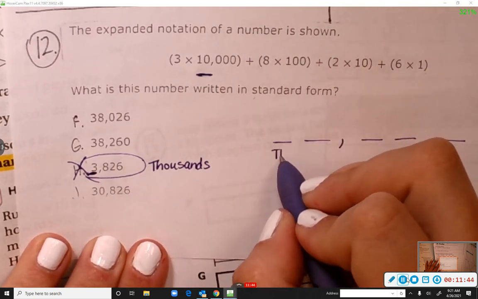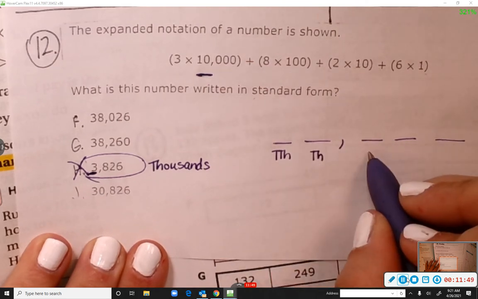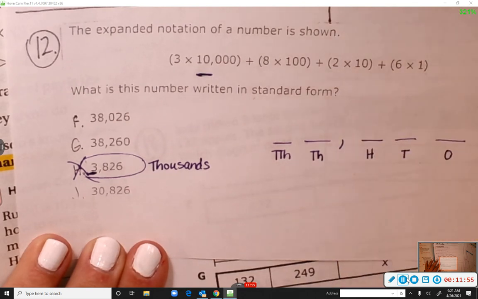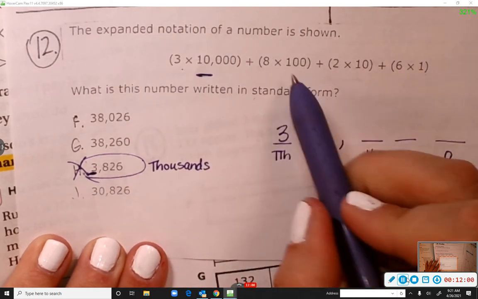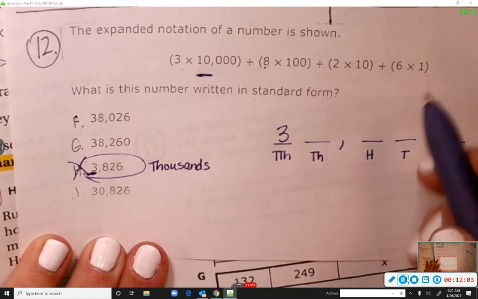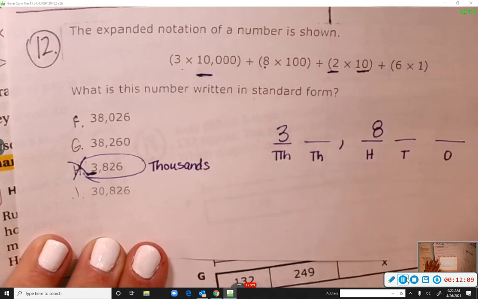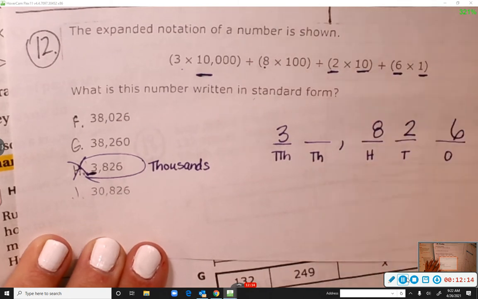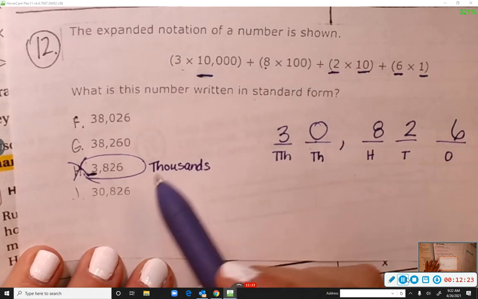Okay? So what I would suggest is you could do your place values like this and fill in the numbers. So this is your 10,000s, thousands. What is this one? Hundreds, tens, and ones. Okay? 3 goes in the 10,000s place. 8 goes in the hundreds. 2 goes in the tens. 6 goes in the ones. What do I do with an empty space? Put in a 0. Okay? So the only one that was correct is J.